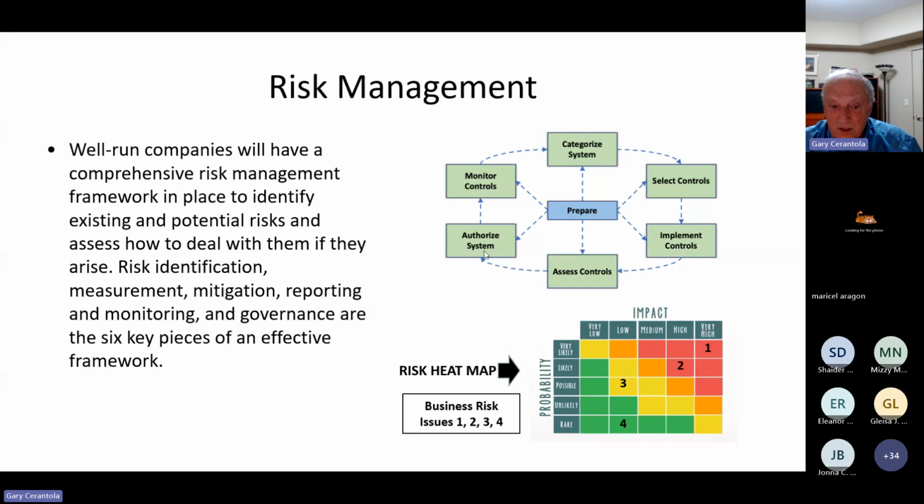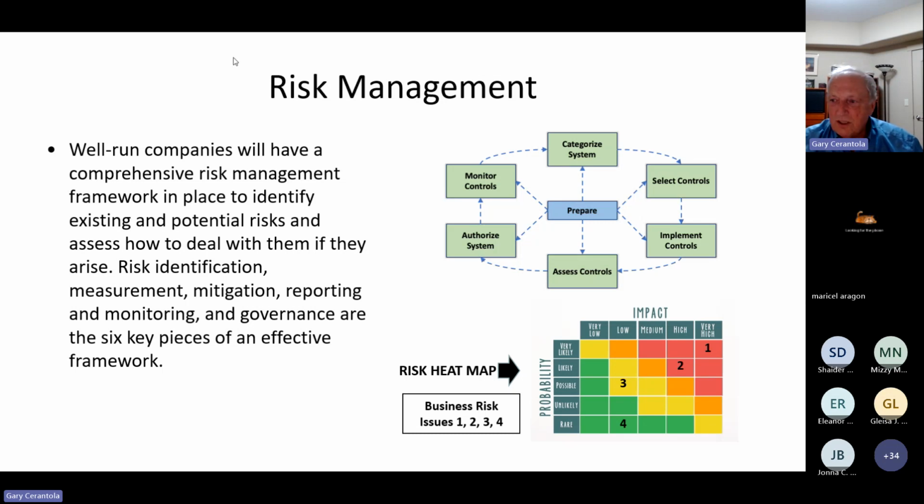And we're getting really close to the end here. I just wanted to tell you to go through the risk management piece and understand that well-run companies will have a comprehensive risk management framework in today's world. Like I said before, it was just accountants that looked after that. Now everybody's involved in the risk management pieces, in every area.